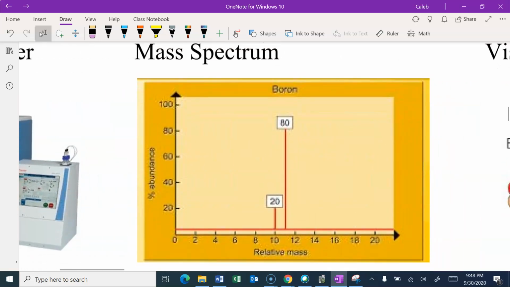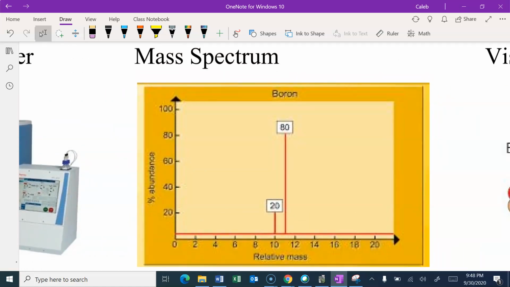It would give you a mass spectrum, which is like a graph. And the graph tells us a number of things. So down here on the bottom, it says the relative mass. So this peak, the first peak, is a mass of 10. And the second peak has a mass of right between 10 and 12. So I would say the second peak has a mass of about 11, right?